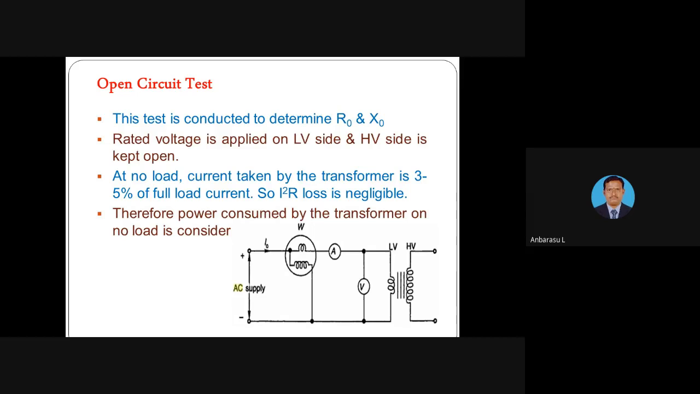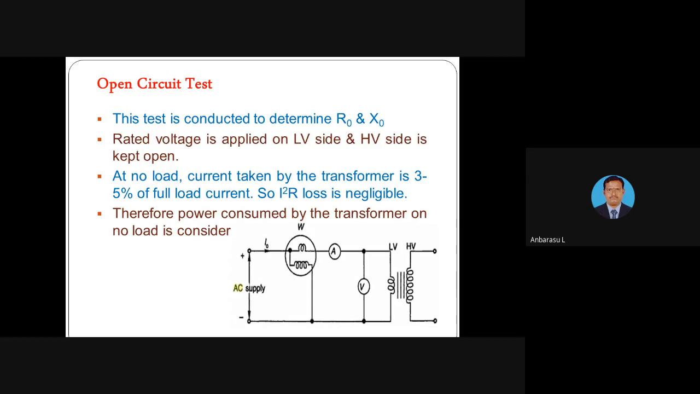This test is conducted to determine the no load parameters R naught and X naught. First, we have to apply the rated voltage across the low voltage side, and the high voltage side is always kept open. Rated voltage means, based on the nameplate details, we apply the rated voltage of the low voltage winding. This rated voltage is applied on the low voltage side.